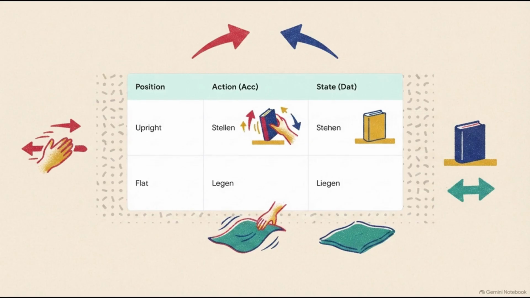Horizontal movement, liegen plus accusative. Horizontal rest, liegen plus dative. It's like a giant, beautifully logical puzzle once you see it laid out like this.